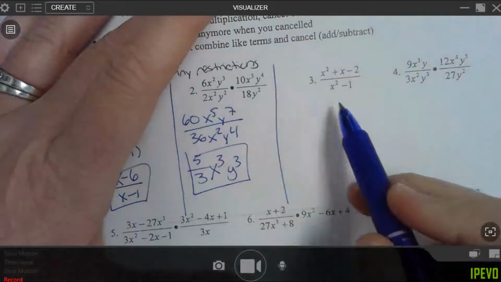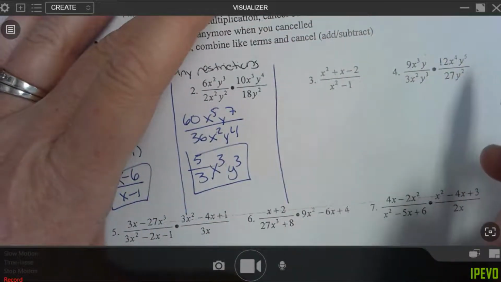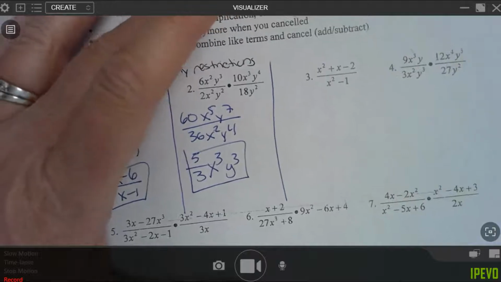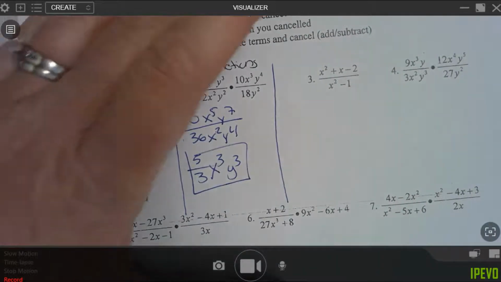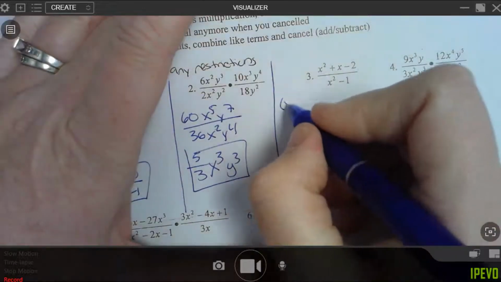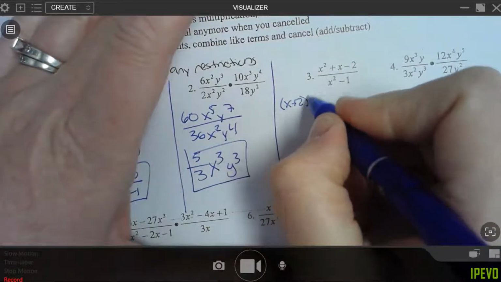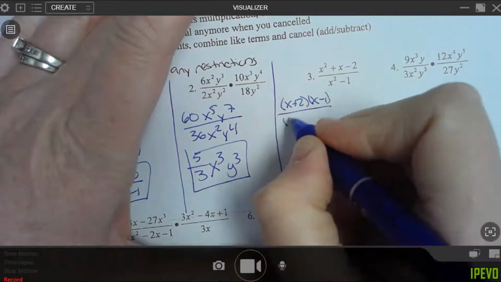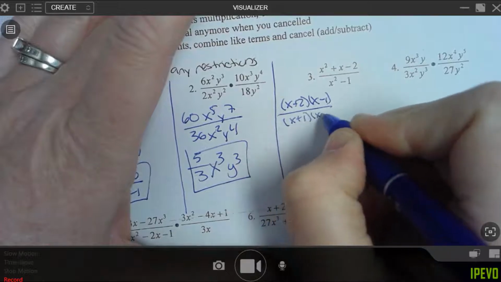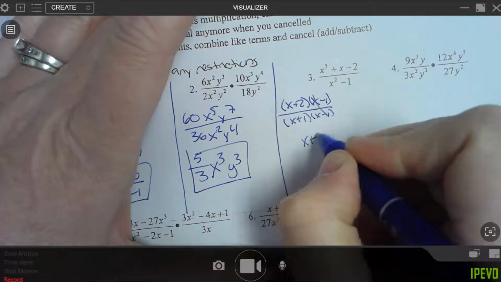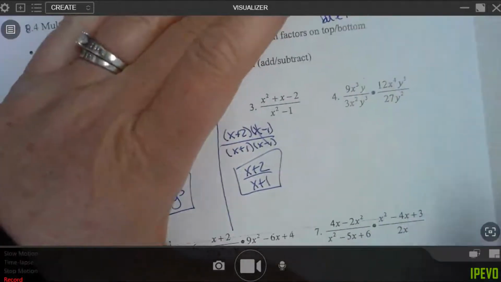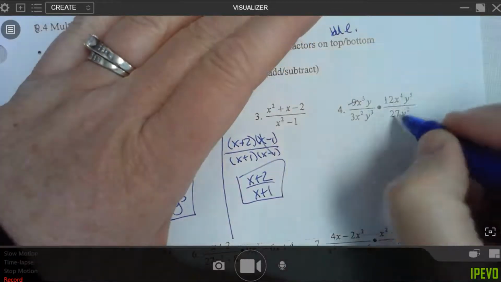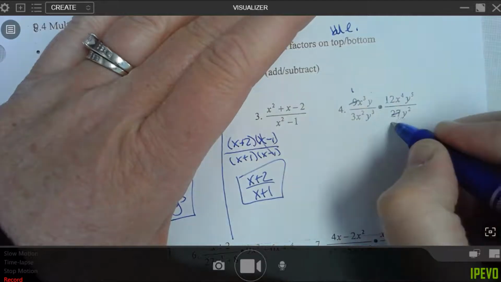So why don't you guys try 3 and 4, pause the video, try it on your own, come back after you've tried it. All right, so we should get what you should have gotten for number 3. I'm going to reduce these first because I don't like big numbers.